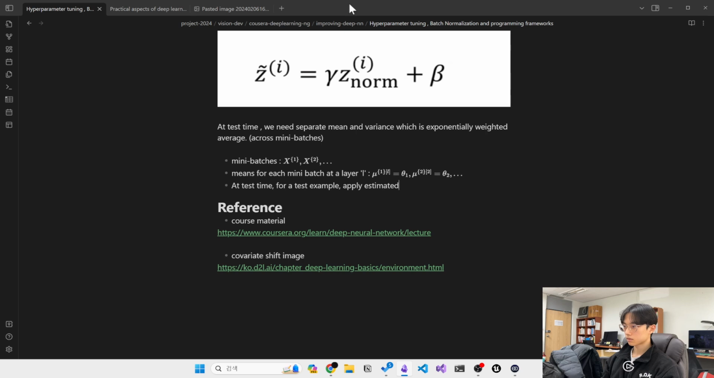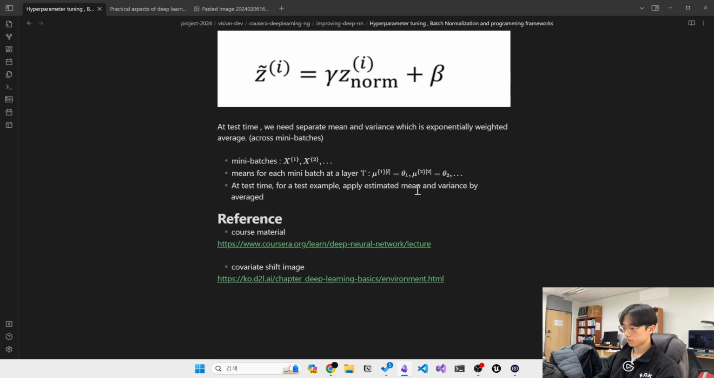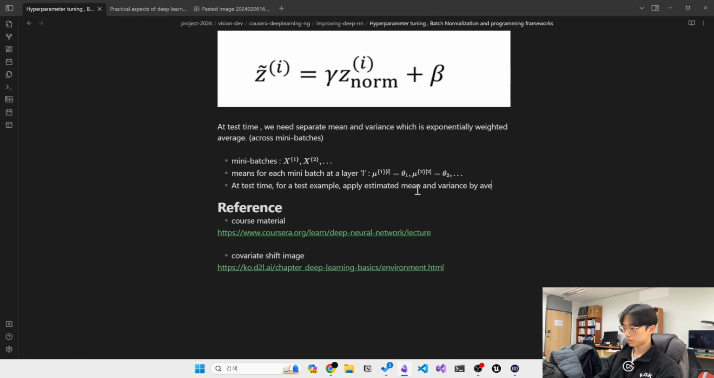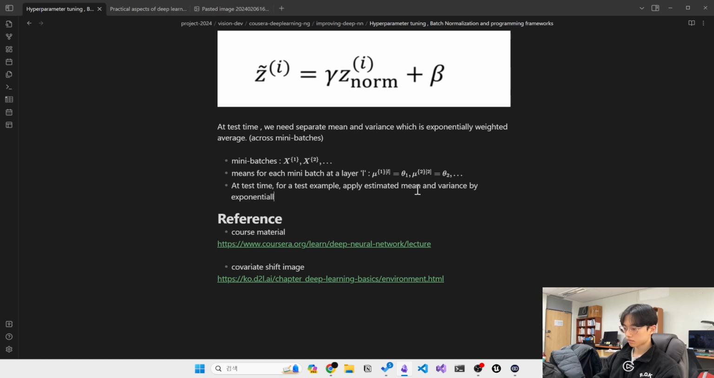You could, in theory, run your whole training set through your final network to get mu and sigma squared. But in practice, what people usually do is implement an exponentially weighted average, where you just keep track of the mu and sigma squared values you're seeing during training and use an exponentially weighted average, also sometimes called a running average, to just get a rough estimate of mu and sigma squared. And then you use those values of mu and sigma squared at test time to do the scaling you need of the hidden unit values z.